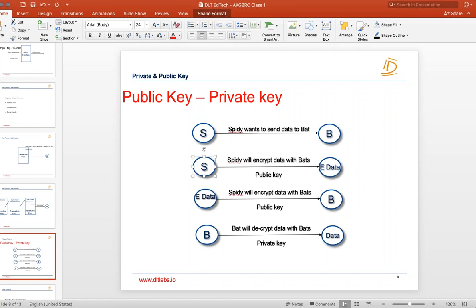Again, so what happened in this step? Spidey wants to send some data. It took the public key of Bat, encrypted the data using the public key of Bat, and has sent that encrypted data to Bat. Now in between, if someone else found out this data, no one will be able to read it because it is encrypted data, right? Only Bat can read it, and how will Bat read it?